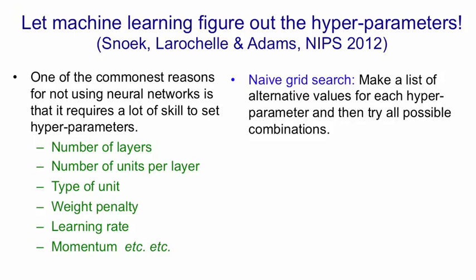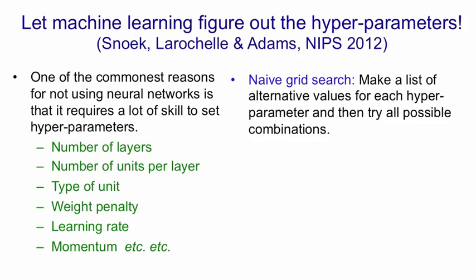One way to approach this is to do a naive grid search. That is, for each of these hyperparameters, you make a list of alternative values, and then you try all possible combinations of values. You can see that this is going to blow up if you have more than a few hyperparameters. You're going to end up with many more combinations than you can possibly try.